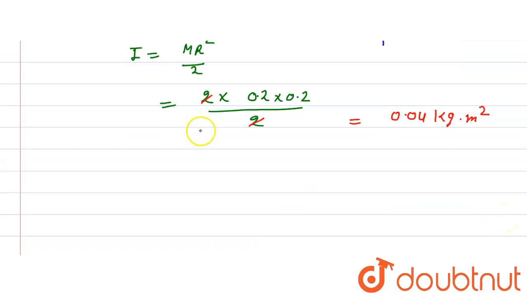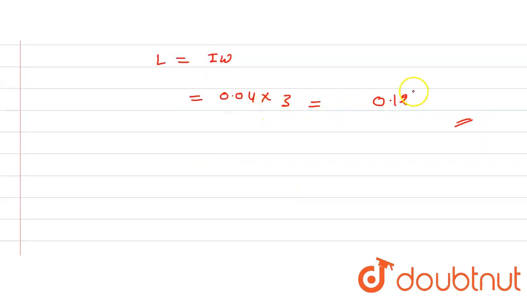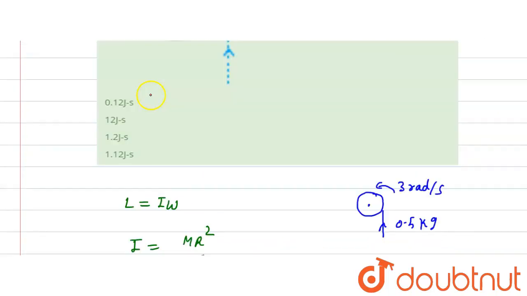Now we can find the angular momentum before collision. It is I omega. Putting the values, I is 0.04 and omega is given as 3, so L is 0.12 joule second. Now checking the options, the first option is right. This is the solution to this question, guys.